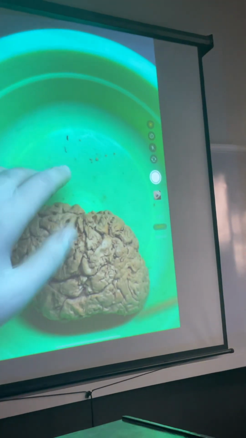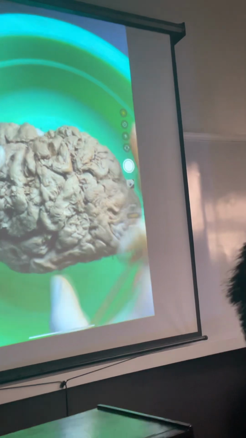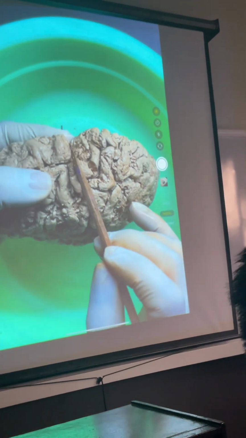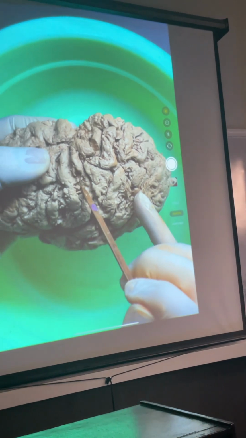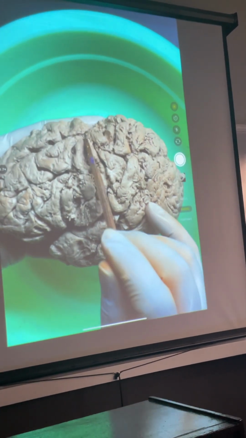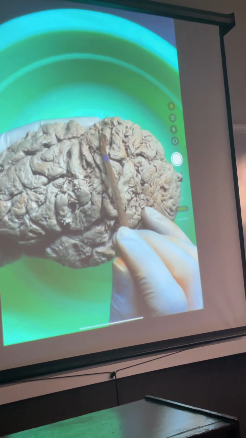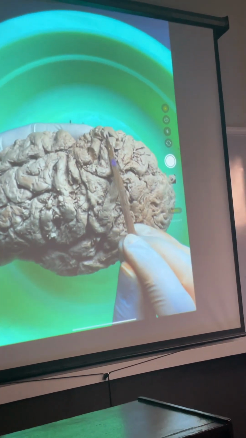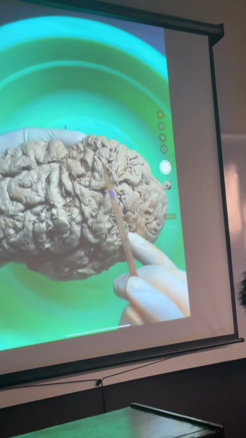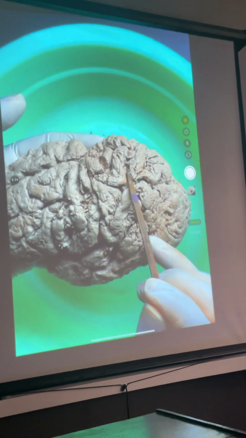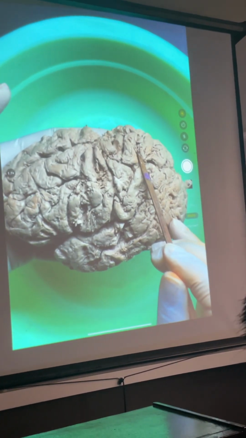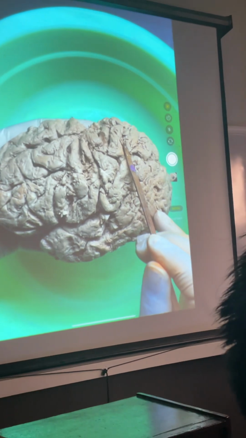So let's cut to the other model. If this is the central sulcus of Rolando, this must be the pre-central sulcus. So this is the pre-central gyrus. If this is the post-central gyrus, because this is the central sulcus of Rolando, this is the post-central sulcus. Do you see it?